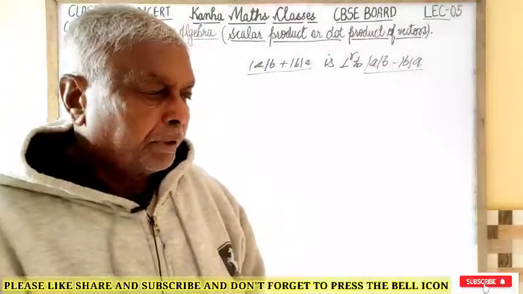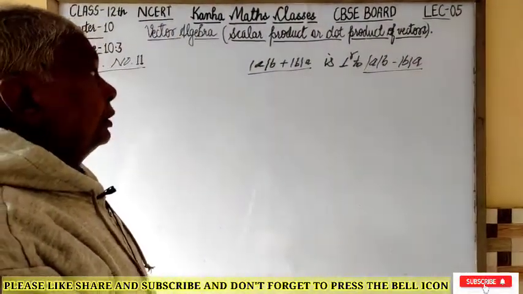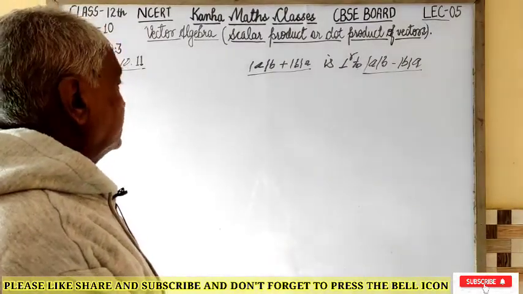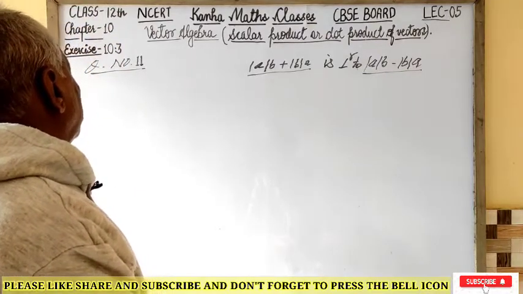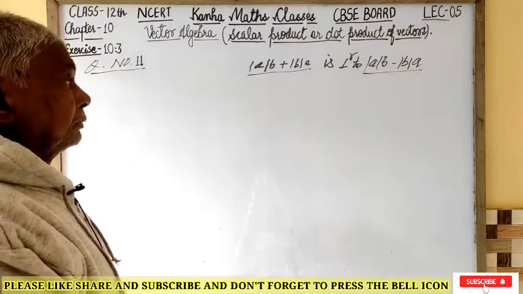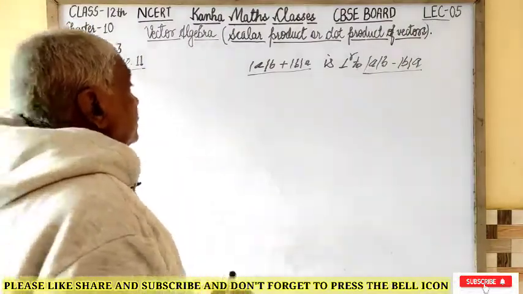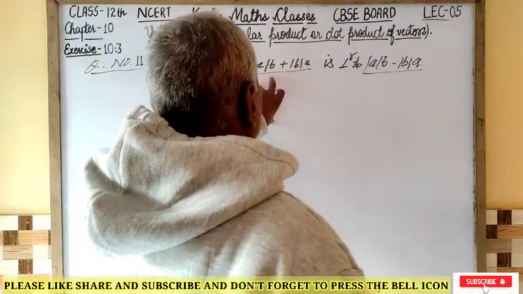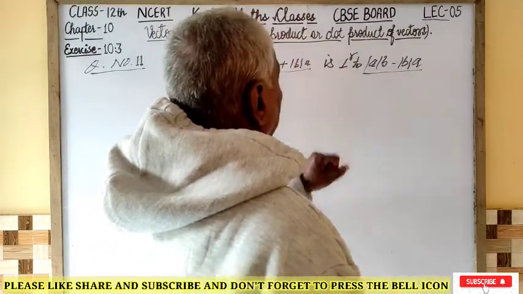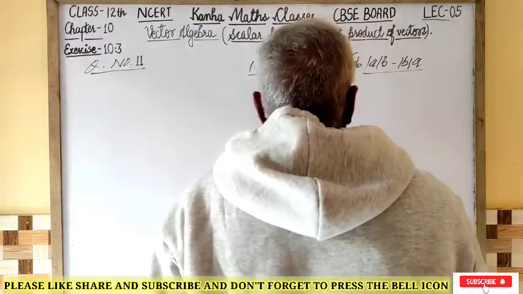In the continuation of previous videos, I will start here to find out the scalar product of some more vectors. In this connection, we will try to solve question number 11 under the same exercise 10.3. Here in question number 11, it's given that |A|B + |B|A is perpendicular to the vector |A|B - |B|A.